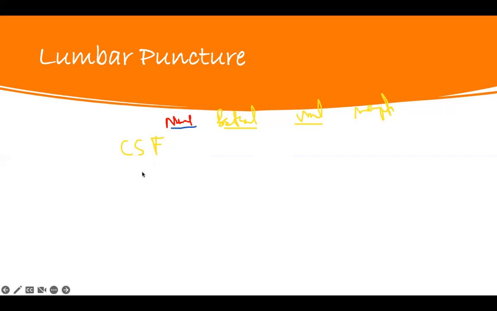In CSF, the color, if it's normal, is clear. If it's bacterial, you expect infection, so it's turbid or cloudy. So if they ask you, patient with bacterial meningitis, what do you expect in CSF, it's going to be cloudy. If it's a viral infection, it will remain clear.